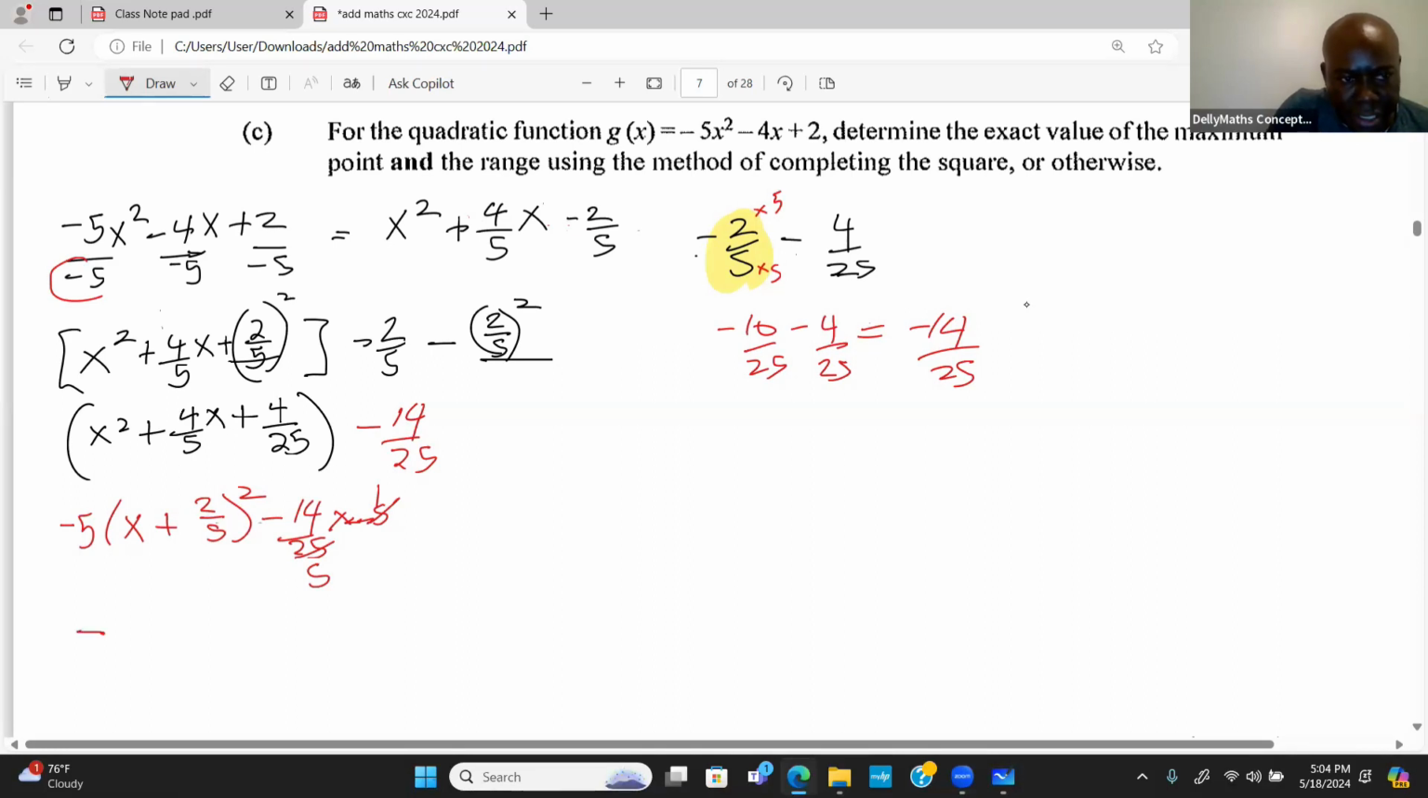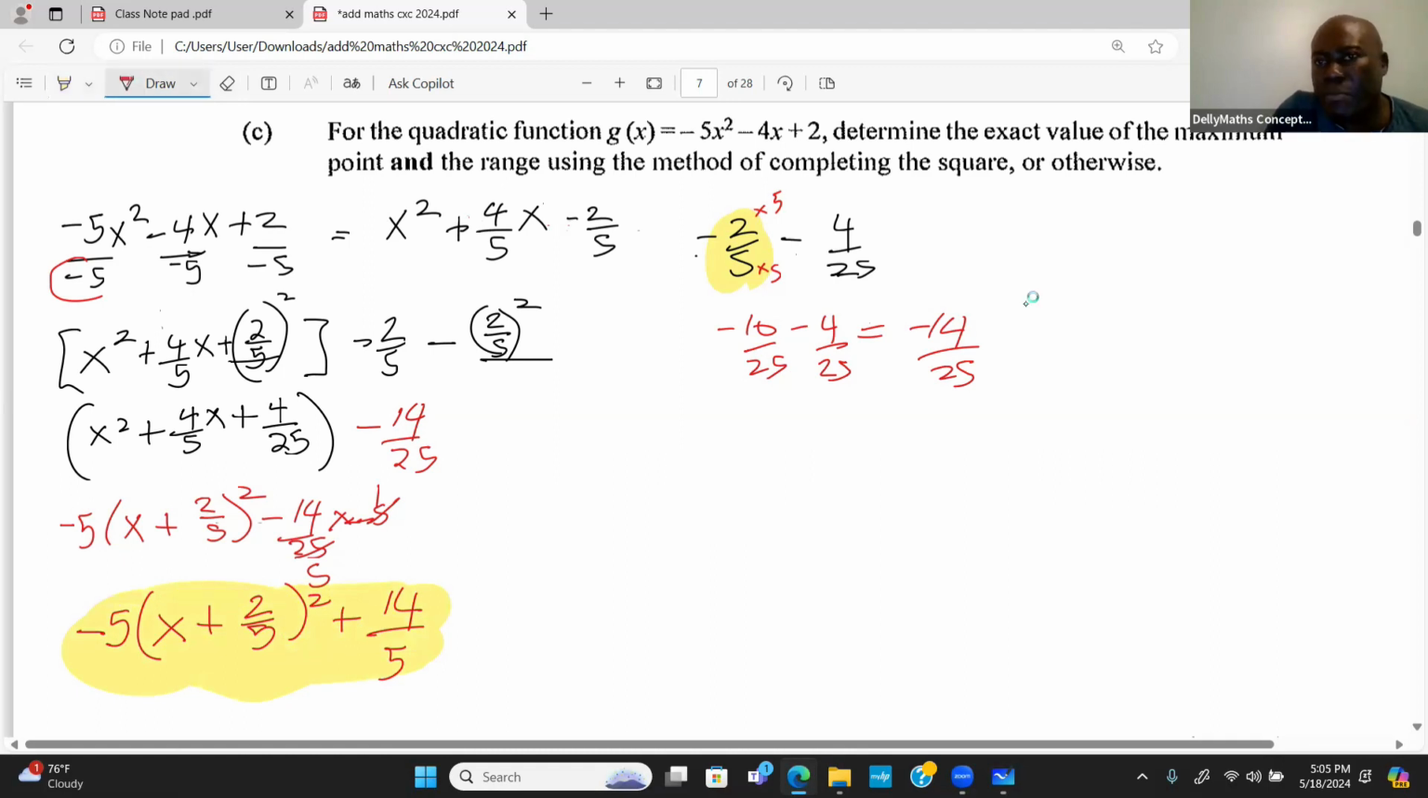So this is it now: negative 5, open bracket, x plus 2/5, squared. And then this is going to be positive 14 over 5, because the negative and the negative, so this becomes 14 over 5. So let me highlight the response. This is the answer right here. This is what we're going to use to get our answers.